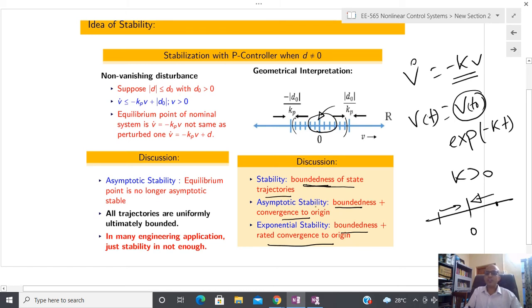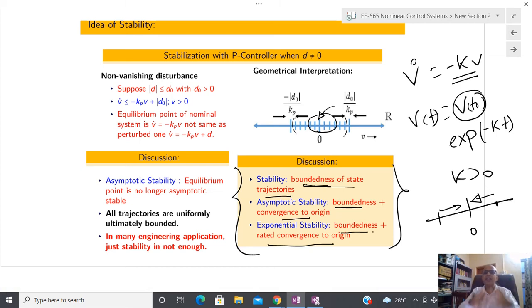In the case of asymptotic stability, we are not talking about the rate of convergence. So are you able to understand the definition difference between these three notions? Stability means we are just talking that some point is stable for a dynamical system.